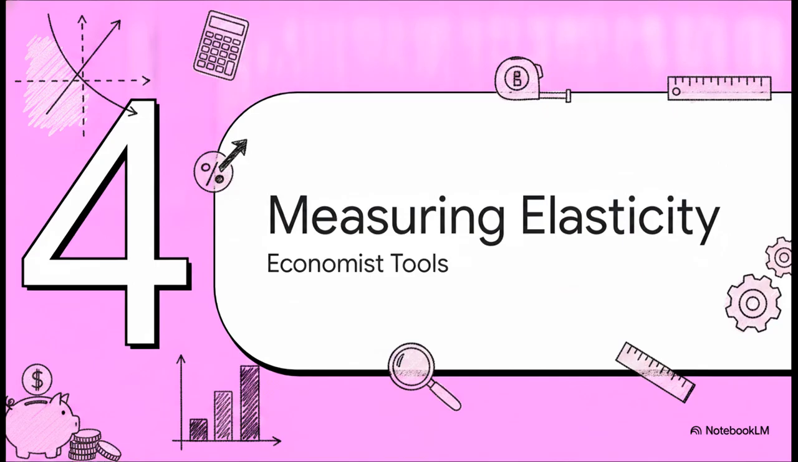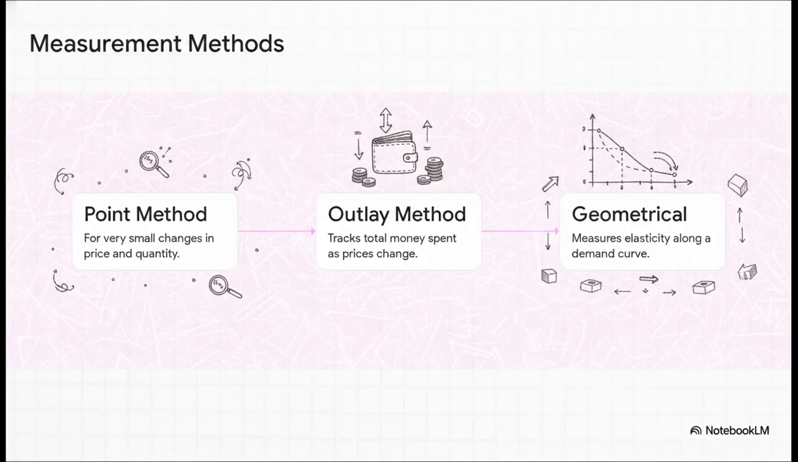Section 4. Measuring price elasticity. We know the suspects, so let's look at the actual tools economists use to measure them. We actually have 3 distinct methods, and you use them depending on the situation. First up is the point method, which is strictly for microscopic, tiny shifts in price and quantity.